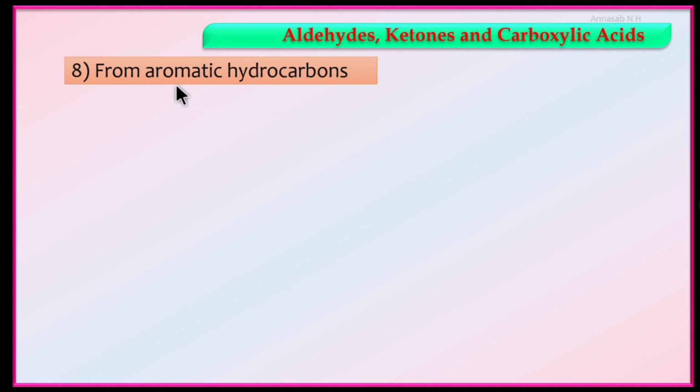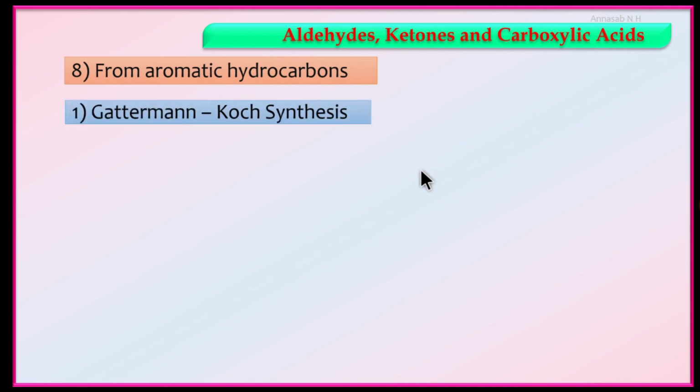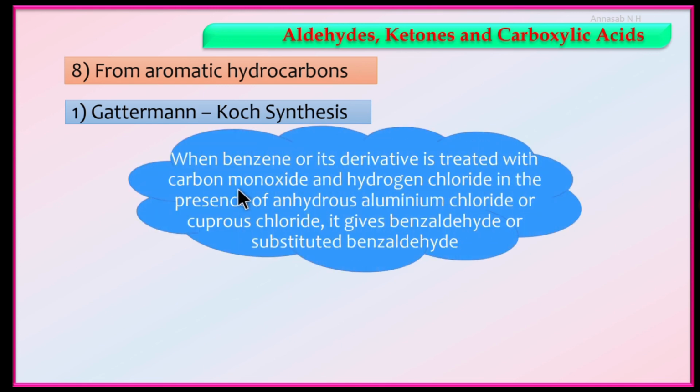Aldehydes can be prepared from aromatic hydrocarbons, and the product formed is aromatic aldehyde. One of the name reactions and an important one is the Gattermann-Koch synthesis or Gattermann-Koch reaction. So in this reaction, aromatic hydrocarbons are treated with carbon monoxide and HCl in presence of anhydrous aluminum chloride or cuprous chloride. Respective benzaldehyde is going to be formed.